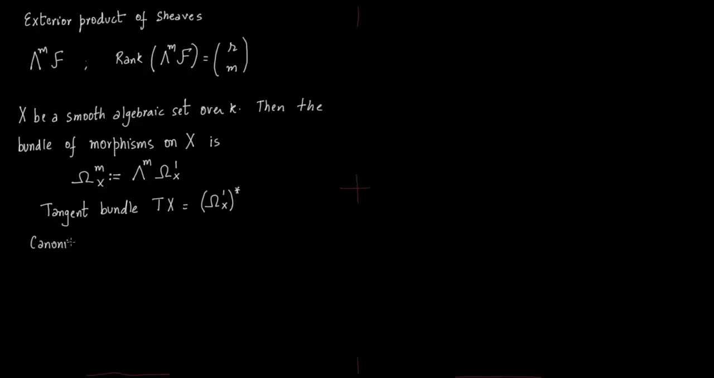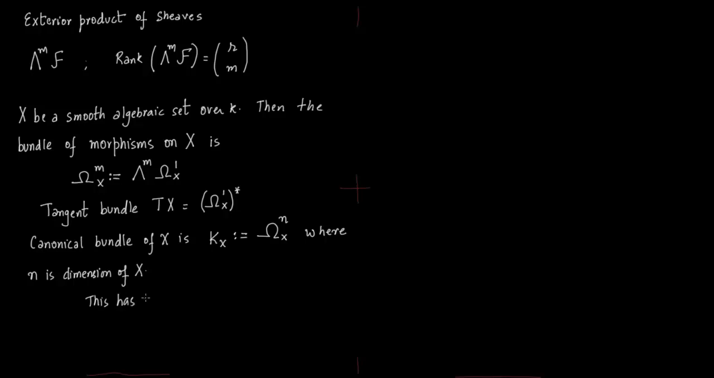Now we talk about this. What is the canonical bundle of X? This will come in Riemann-Roch. One of the forms of Riemann-Roch involves this canonical bundle of X. This is nothing but the sheaf of differential forms, exterior product, you take it n times, where n is the dimension of the algebraic set X. So the rank of this would be n choose n, which is 1. So since the rank is 1, K_X is nothing but a line bundle.